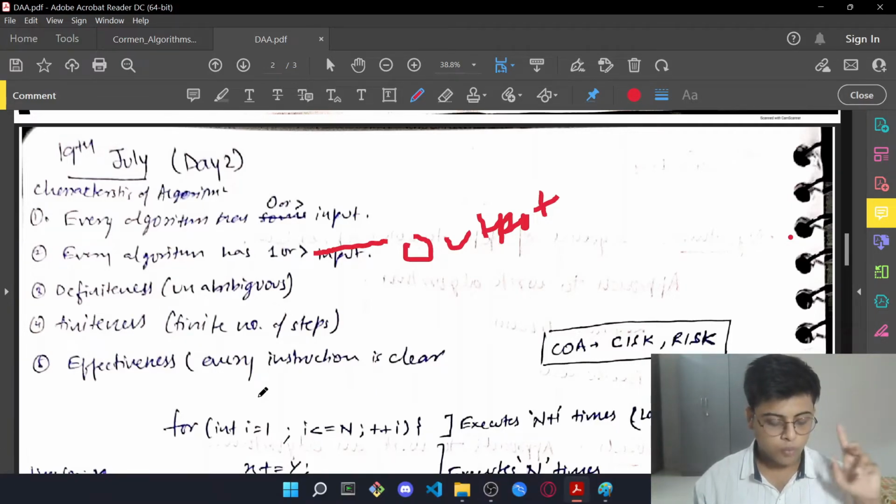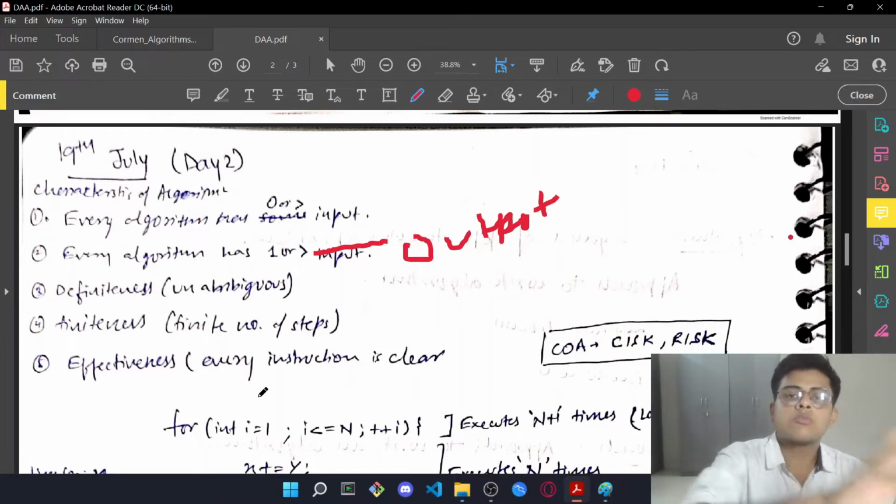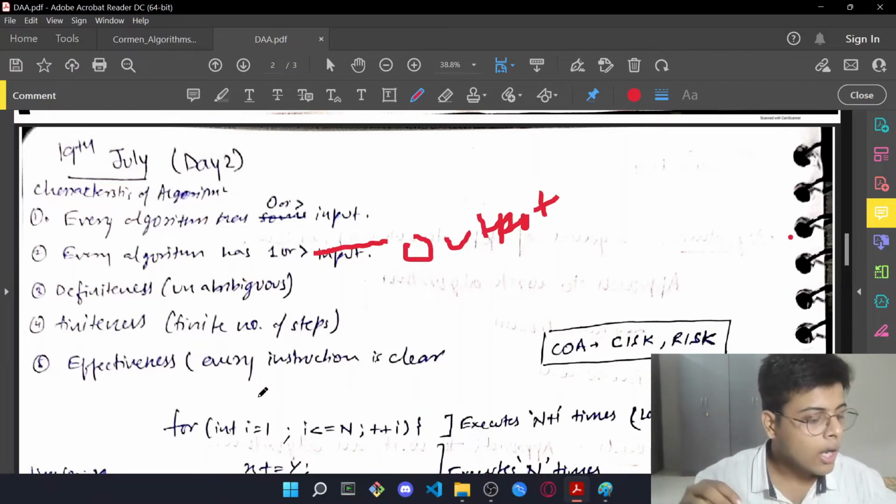Now, by the way, there is something called computational procedures. What is it? Algorithms that are definite and effective. They are definite and effective. Those are called computational procedures. This is what's written in this book by Ellis Horowitz.